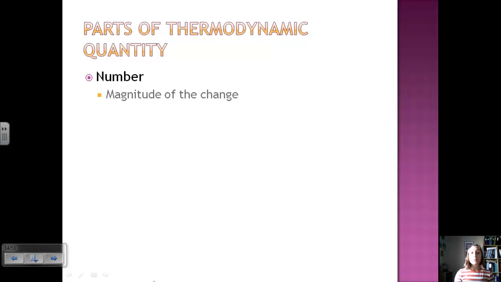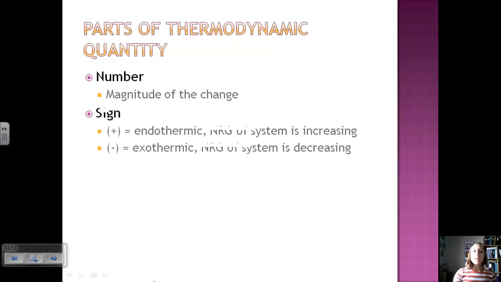So let's look at that a little bit more. Well, there's two parts to a thermodynamic quantity. There's the number, which is the magnitude of the change. So whether it's 10 or 20, it's an amount. Okay? And then there is the sign. If something is endothermic, that means that the energy of the system is increasing. Energy is being given to the system. This is positive. If it's exothermic, that means that energy is being given off from the system, or the energy of the system is decreasing. This is negative.